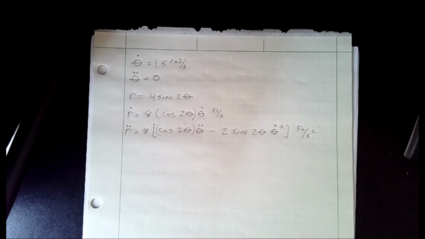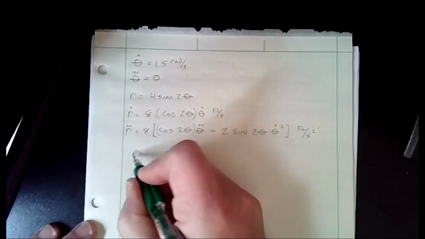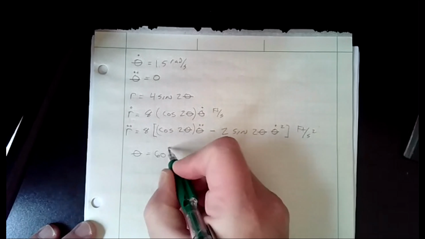All right, so now we want to solve, and this one's kind of plug and chug also, because we're given that our angle is just 60 degrees. And so we can just say, what is R? R equals 4 sine 2 times 60, just using the equation that we started with. And that gives us an R equal to 3.464 feet, or with sig figs, 3.46 feet.